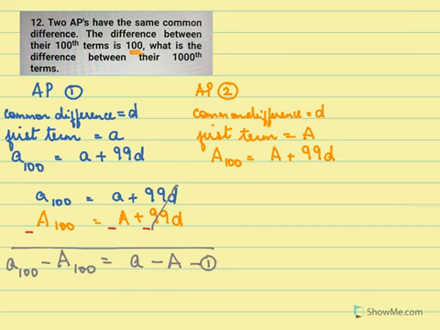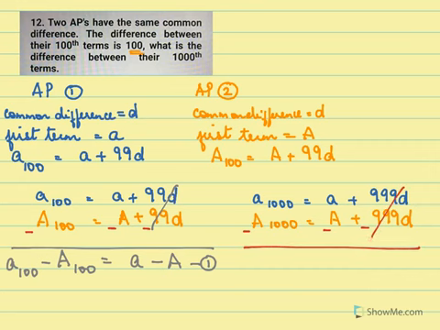Now I need to find the difference of their 1000th terms. For the first AP, the 1000th term will be a plus 999d, and for the second AP, the 1000th term will be A plus 999d. Now again I'm going to subtract to find the difference between their 1000th terms. This of course will cancel, so what remains here is a1000 minus a1000, the difference of the 1000th terms, which is equal to A minus a.